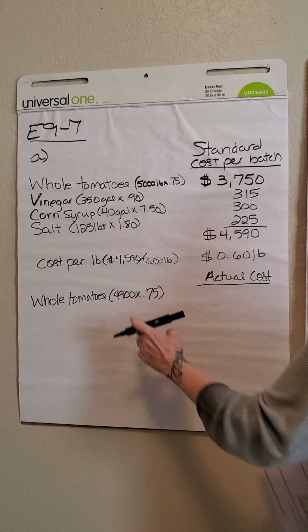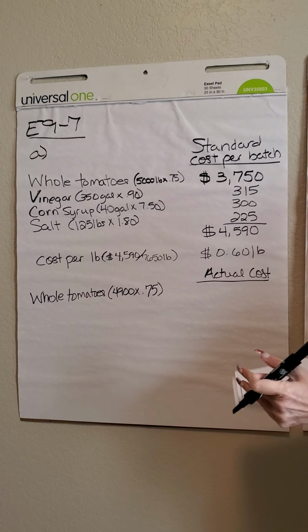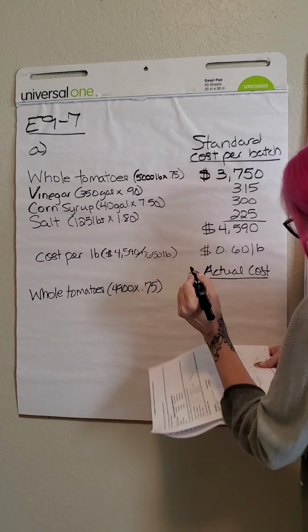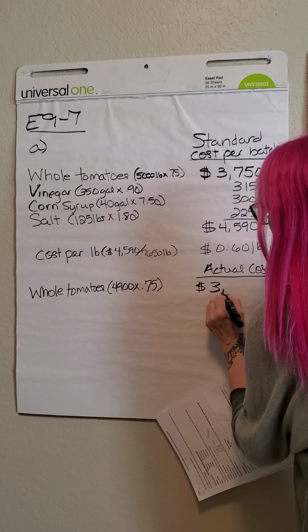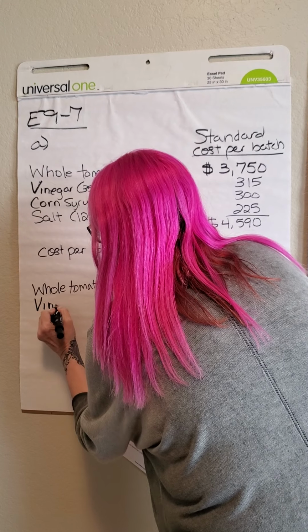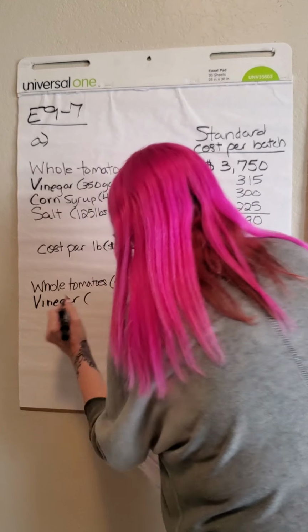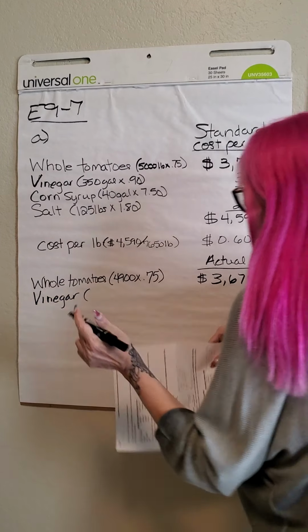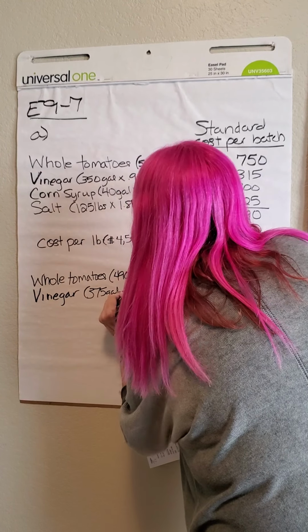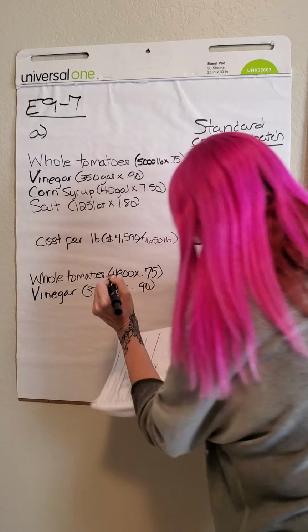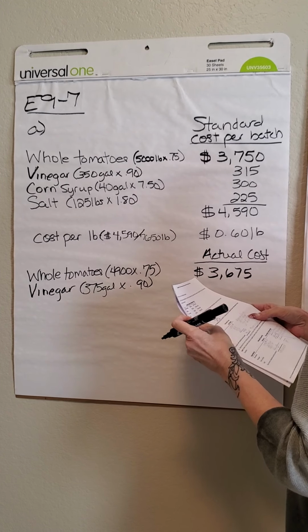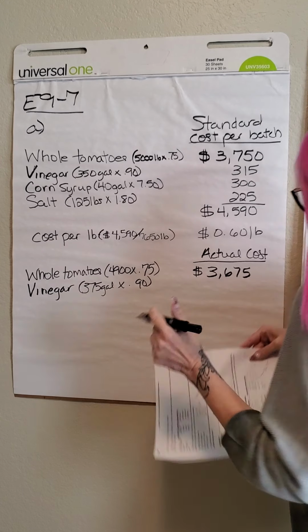So the total whole tomatoes, 4,900 times 75 cents. Actual cost was $36.75. Then we're going to look at our vinegar. And the actual amount that we used was 375 gallons times the 90 cents per gallon, and that came to $3.15.